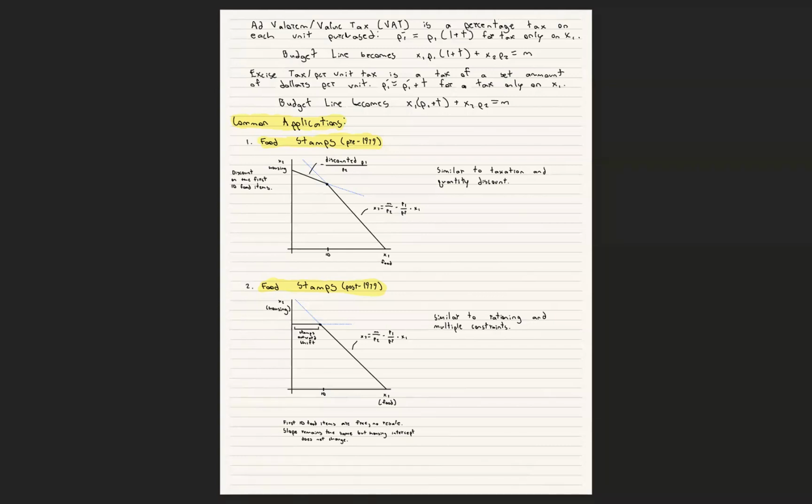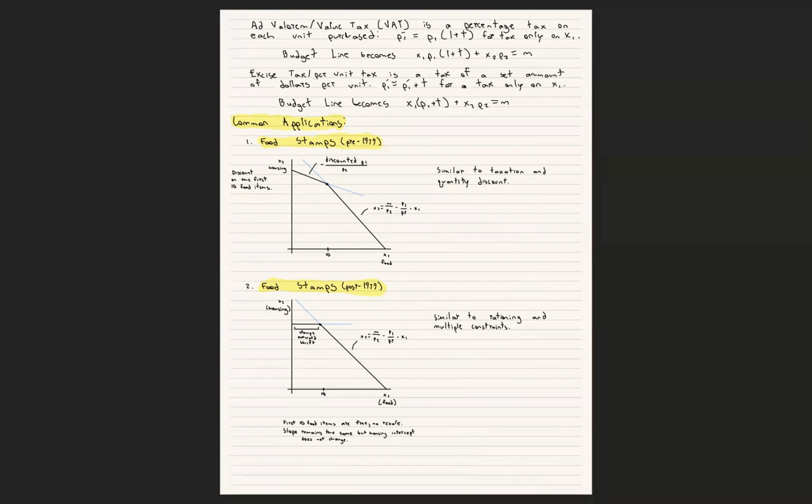The main types are going to be ad valorem and value added tax, or VAT, and then you're going to compare that with excise tax or per unit tax. So your VAT tax is basically just a percentage tax on each unit purchased, where the new price of good one is going to be equal to your previous pre-tax price of good one times 1 plus the tax rate. And that is going to be for only a tax on good one itself.